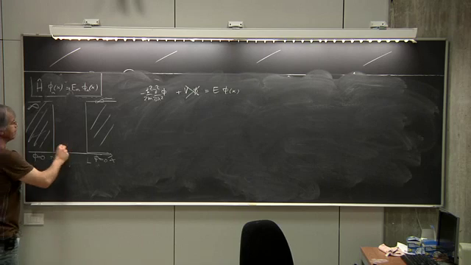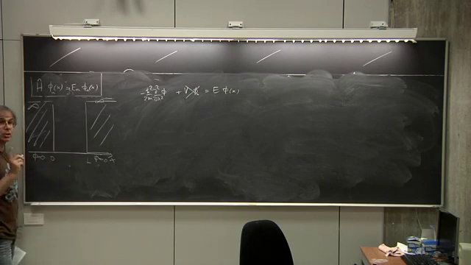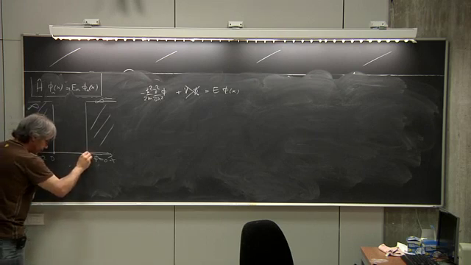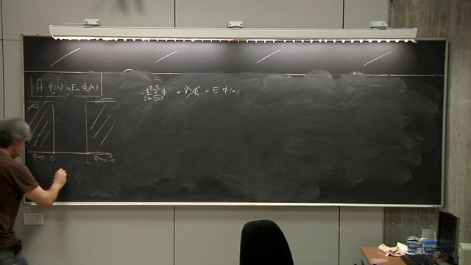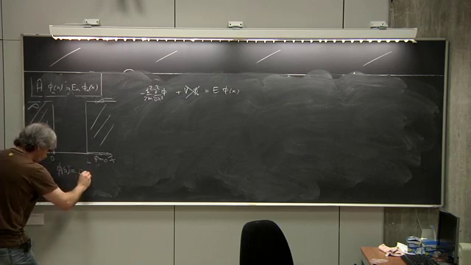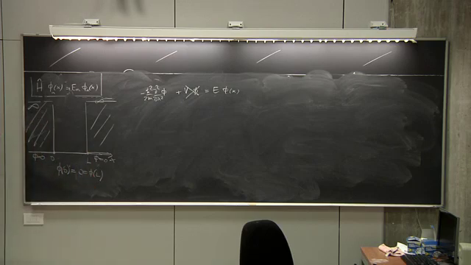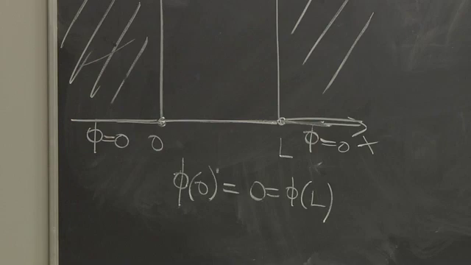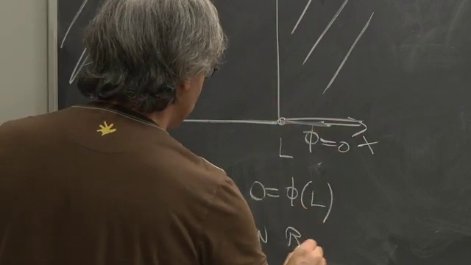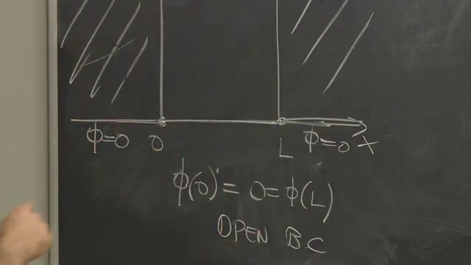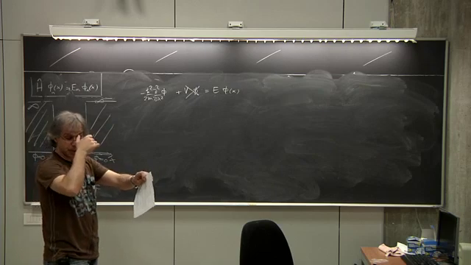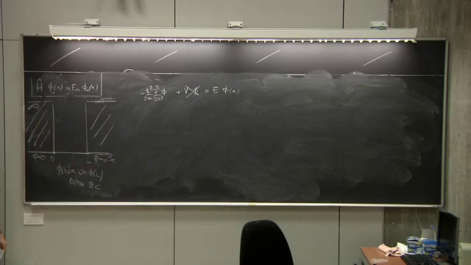But what about the function here? The function here can be anything, but it should be continuous. Therefore, it should start from 0 here. So at these two points, the function should be 0. So I search for functions such that phi of 0 is equal to 0, which is also equal to phi of L. If you remember, this was the other boundary condition that I was discussing before. It's often called open boundary condition, or closed sometimes, depends, or fixed boundary condition with phi equals 0. Different names, never mind. It means that you fix the wave function to be 0.